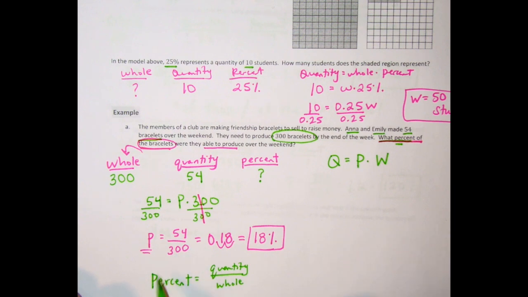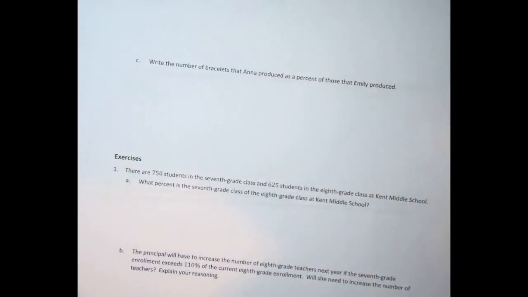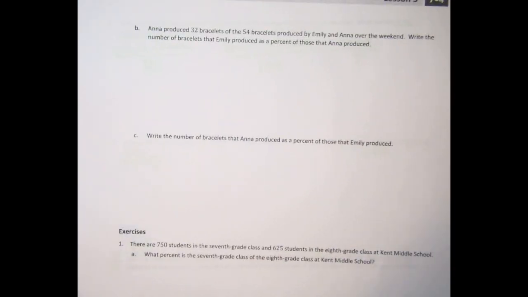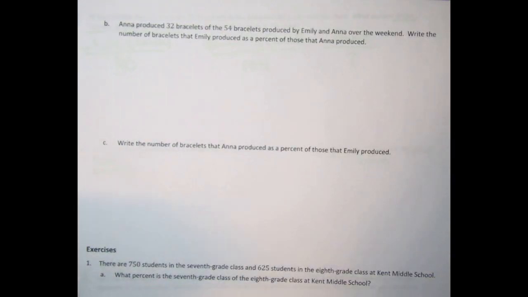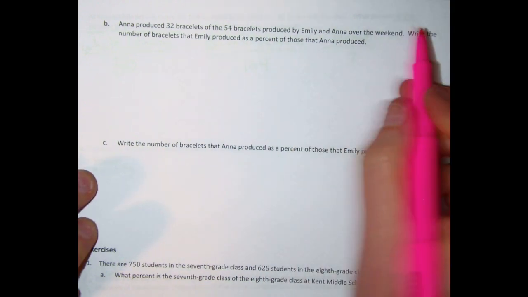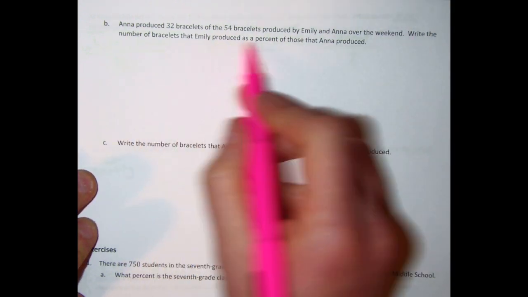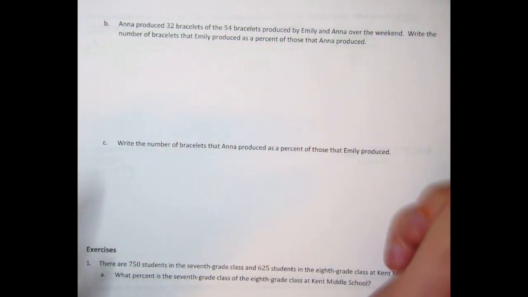So we're seeing how that equation can be manipulated. Okay, we're going to go on to the next part. And the next part is still using the same equation. It's just asking us another step. So Anna produced 32 of the 54 bracelets produced by Anna and Emily. Write the number of bracelets that Emily produced as a percent of those that Anna produced.